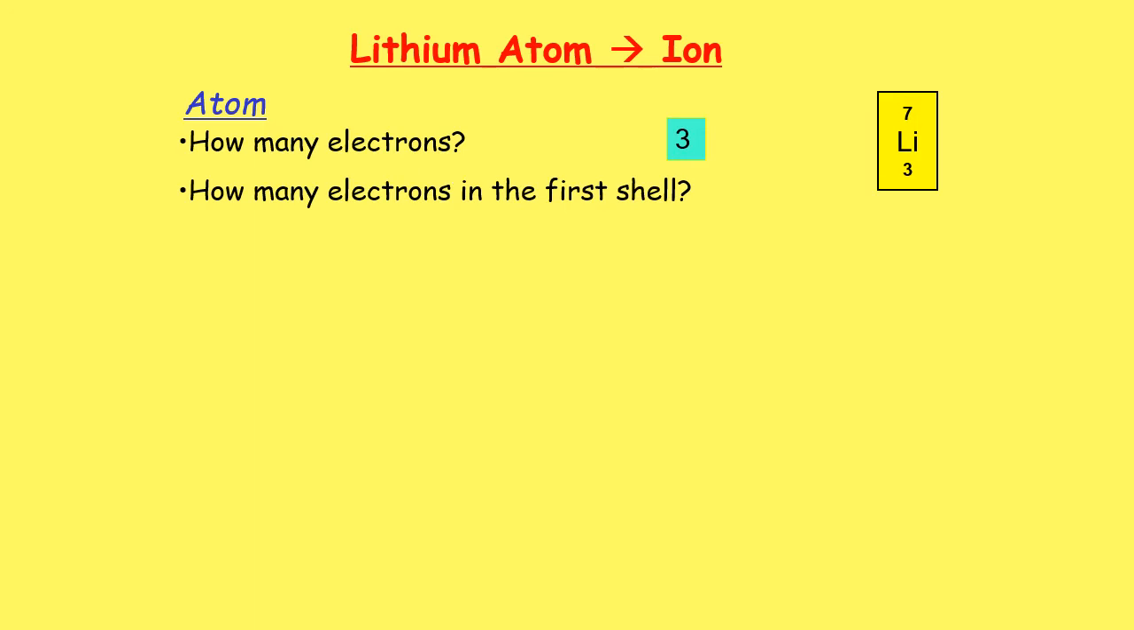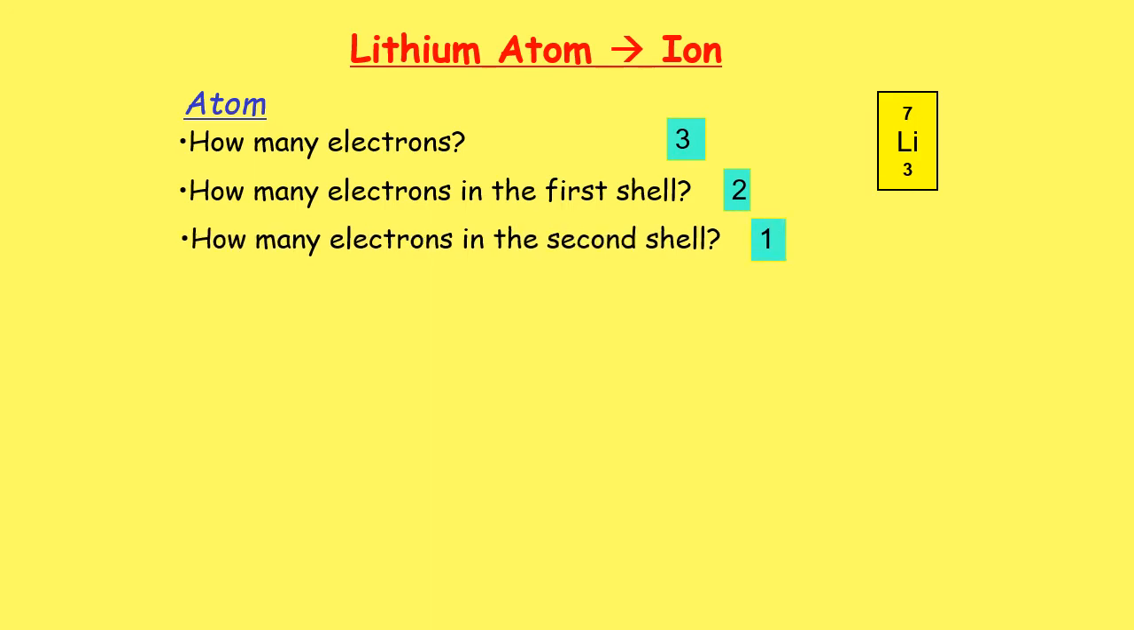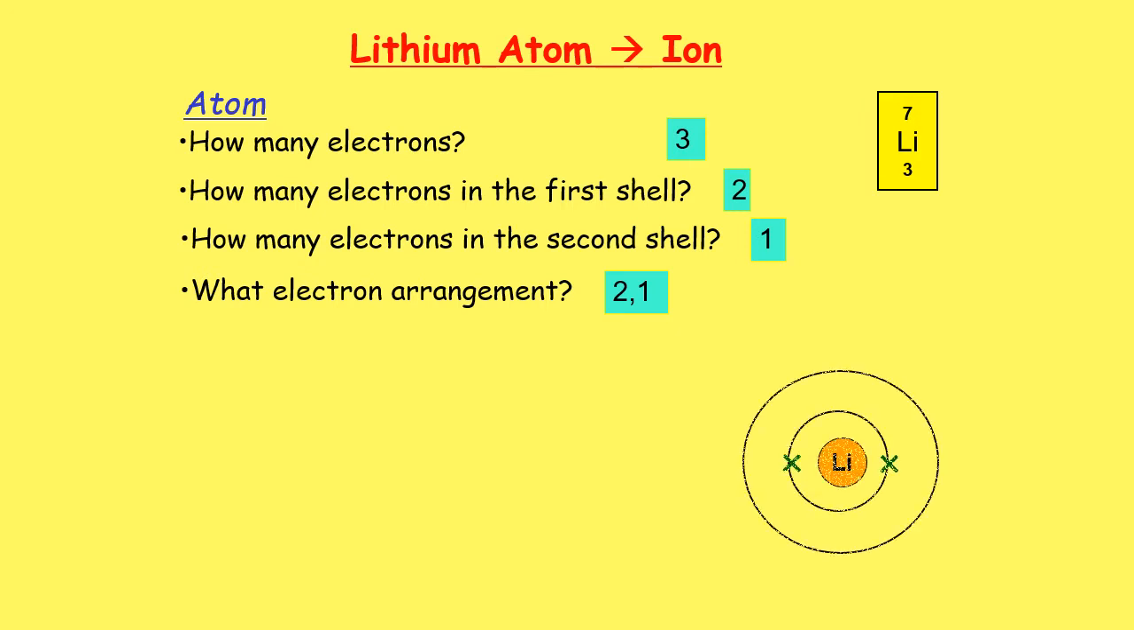If we look up the electron arrangement, lithium is in group 1, and that means that it's got 1 electron in its outer shell, and it must have 2 electrons in its first shell. In its second shell, it's got 1 electron. And the electron arrangement is 2, 1, and you can see that on page 6 of the data booklet. And this is a representation of what lithium looks like. The nucleus, and then first shell with 2 electrons, second shell with 1 electron.